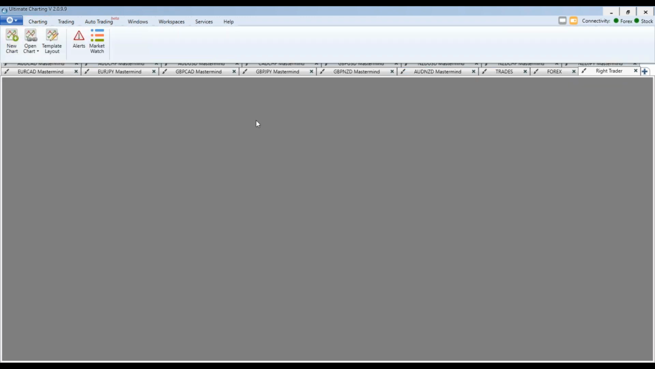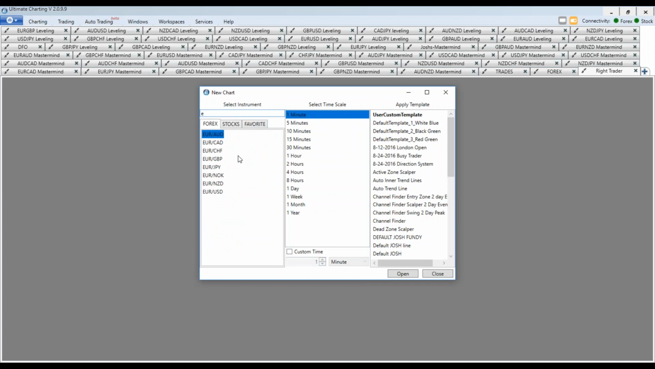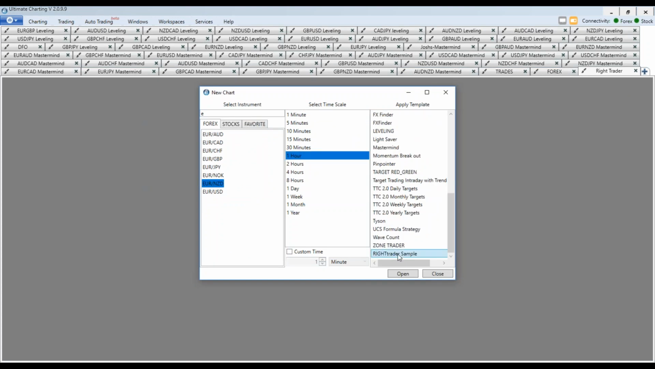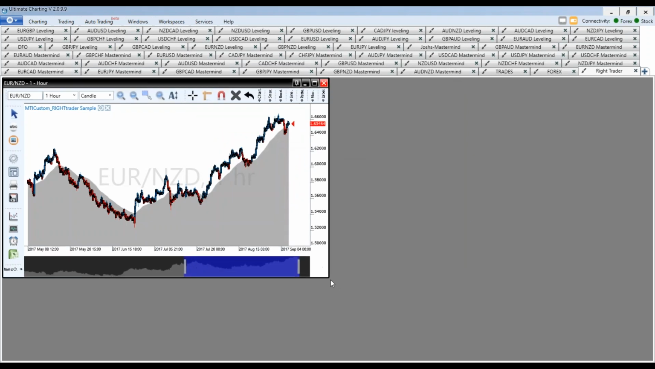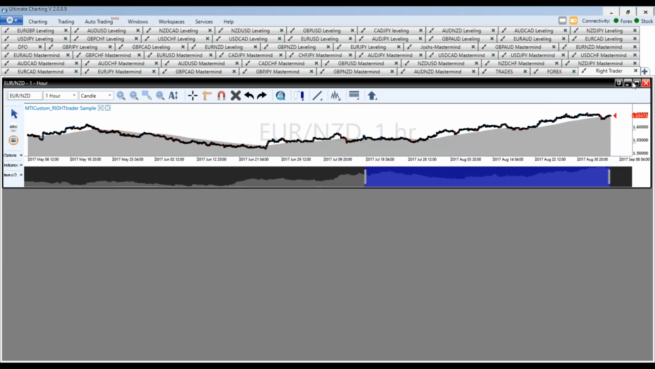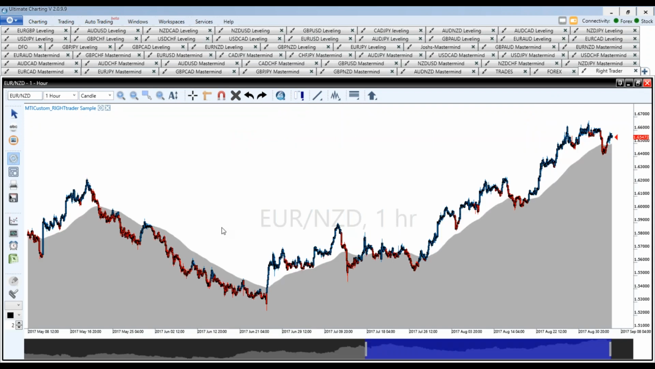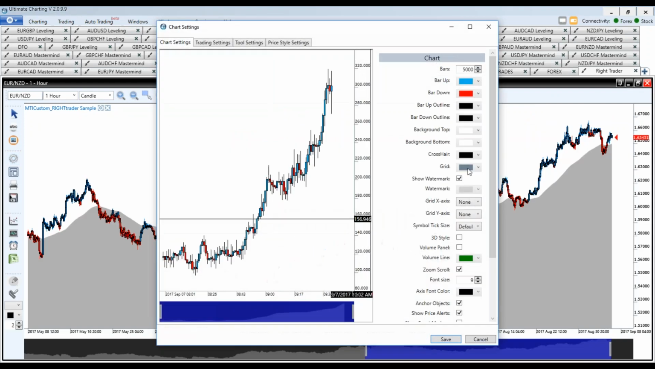Okay, so we pull this up. EUR NZD. We'll pull up a 1 hour time frame. I like a 1 hour time frame. You can do larger time frames, you can do smaller time frames, but I like a 1 hour time frame. And when we pull this up, I don't like that scroll bar. Many traders like it, but I don't like it.